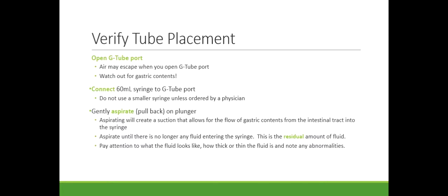You're going to connect a 60 milliliter syringe to the G-tube port and gently aspirate, or pull back on the plunger. This will create a suction that allows for the flow of gastric contents from the intestinal tract into the syringe. Aspirate until there is no longer any fluid entering the syringe. This is the residual amount of fluid. Pay attention to what this fluid looks like, how thick or thin it is, and note any other abnormalities.